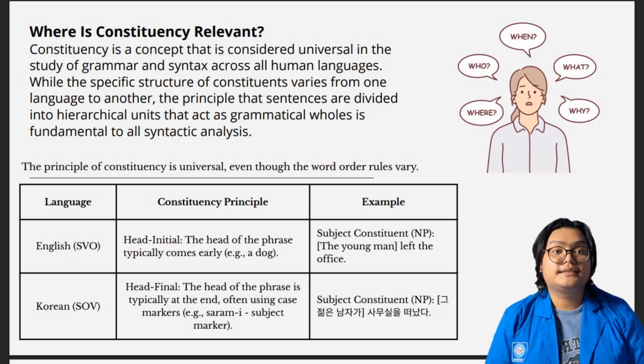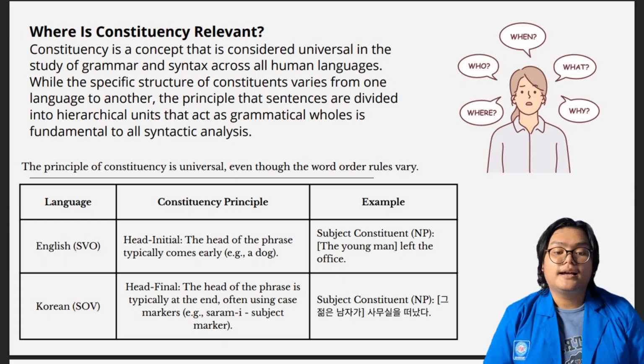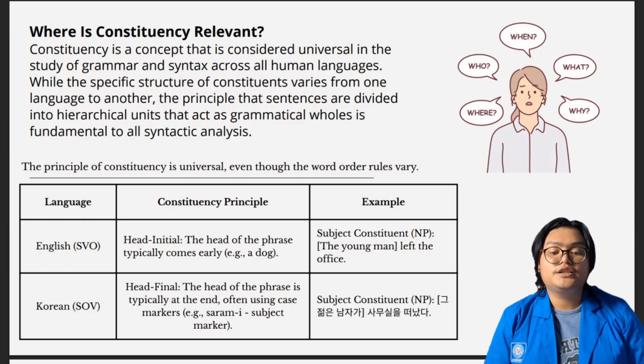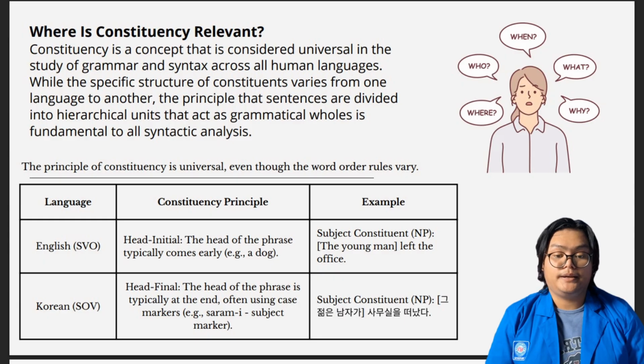In the English language, the sentence structure is subject, verb, object. Constituency principle: head initial, the head of the phrase typically comes early. For example, a dog, a book, or the students. And an example of a subject constituent is the young man, functioning as an NP, where the head comes early.